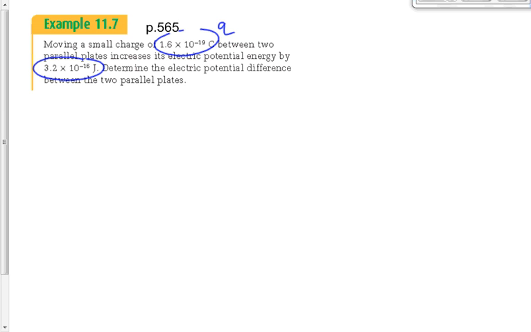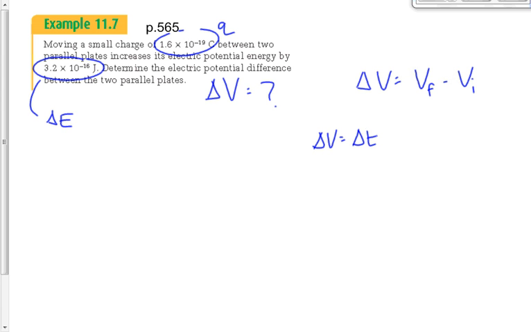So we could call this delta E, or we could call it W, either one, because they both mean the same thing. We're looking for not V, that's potential. We're looking for delta V, the potential difference, the difference in energy per charge between two spots. We want to find the value of that potential difference. Well, we have two equations to describe that. There's VF minus VI. That doesn't look very helpful to me right now. But there's also delta E over Q.